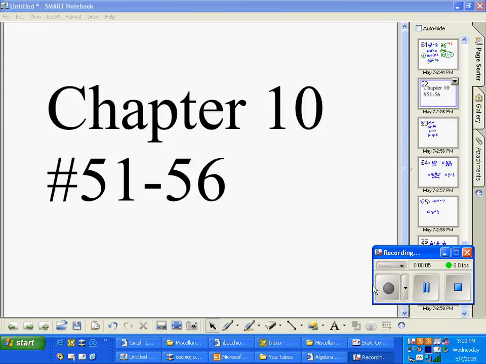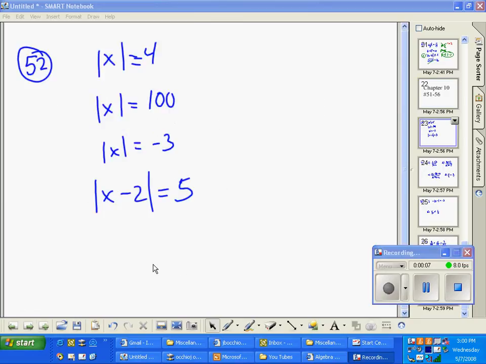Tonight's homework is chapter 10, 51 to 56. We're going to do some of them, not all of them. The first one I'll do, I think 51, is not too difficult, or you could check out Hot Math too. 52, absolute value of x equals 4.